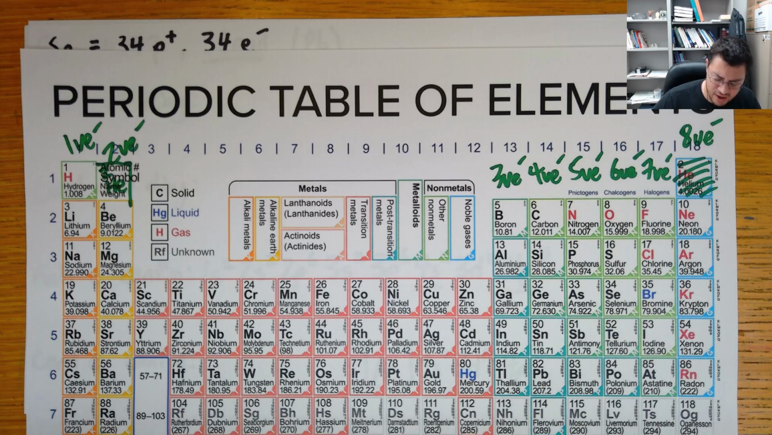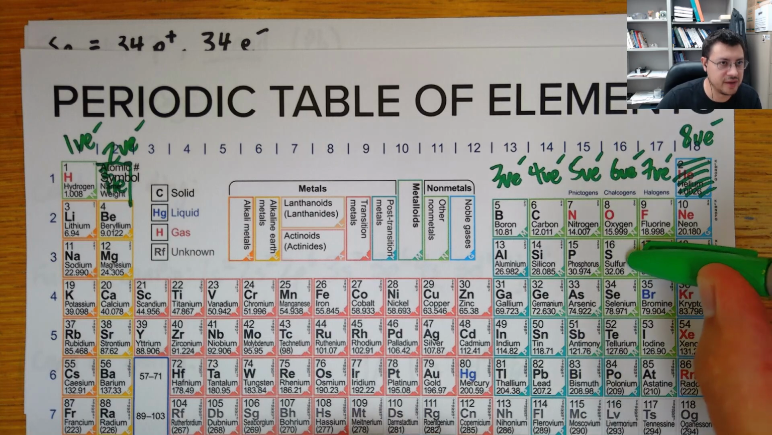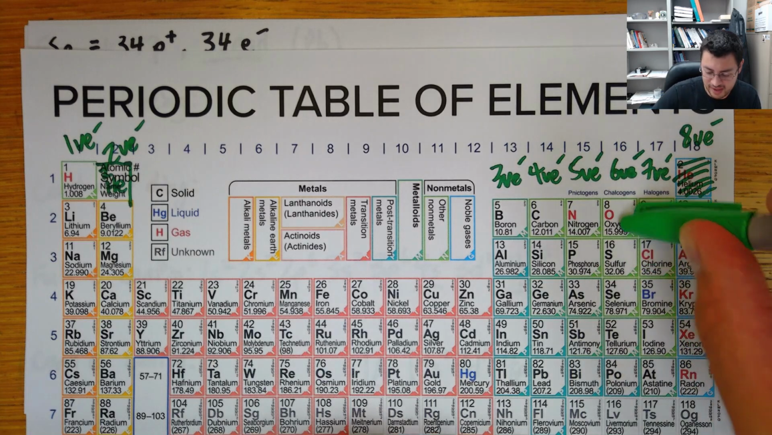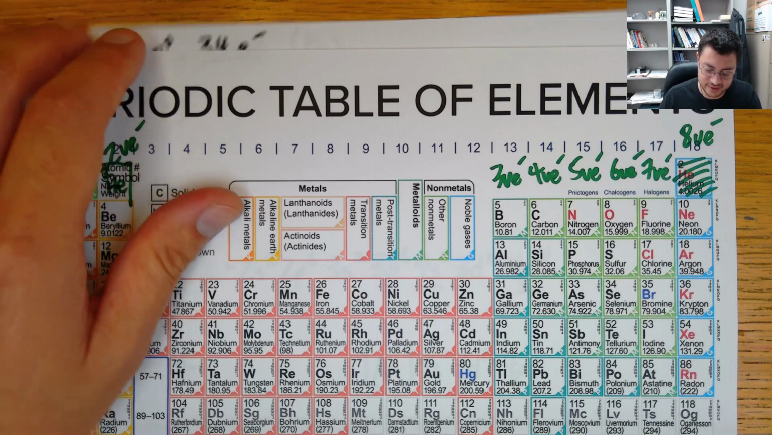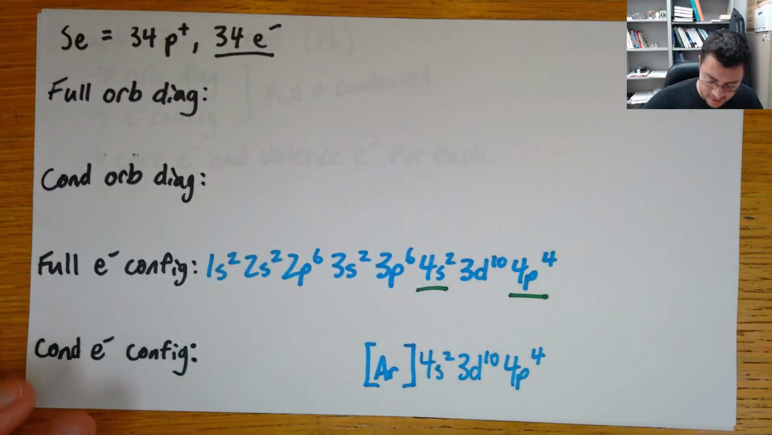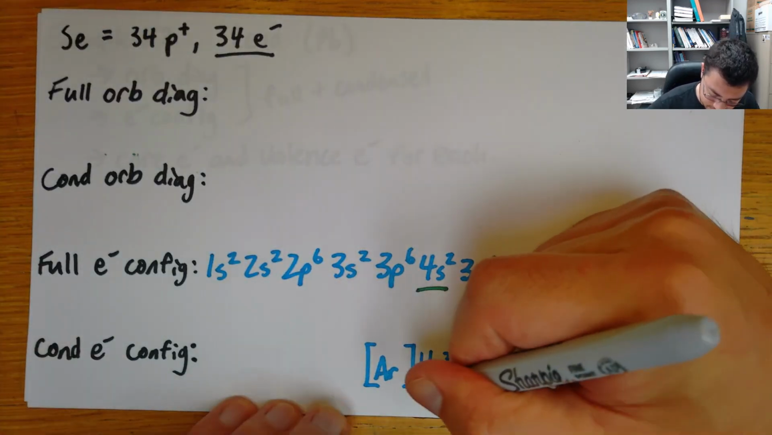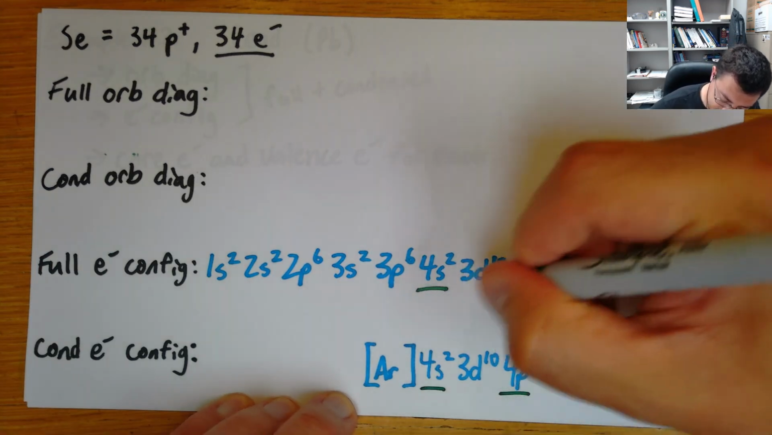And if you're like, well, I need proof, you study selenium chemistry, and it's consistent with an element that has 6 valence electrons, like sulfur, like oxygen, right? They all behave very similarly. So it's not 16, it's 6. All right. So here's my valence electrons.